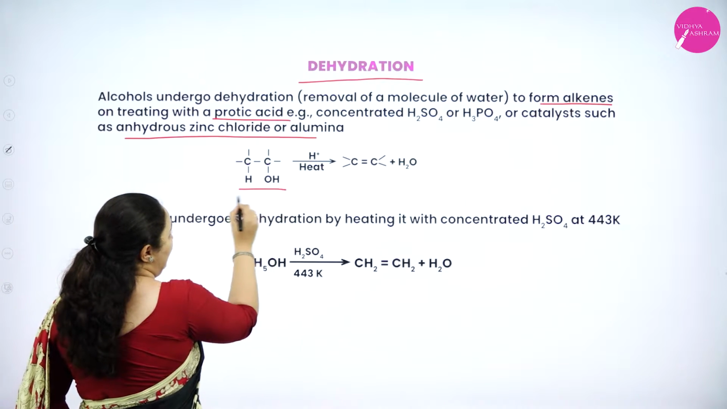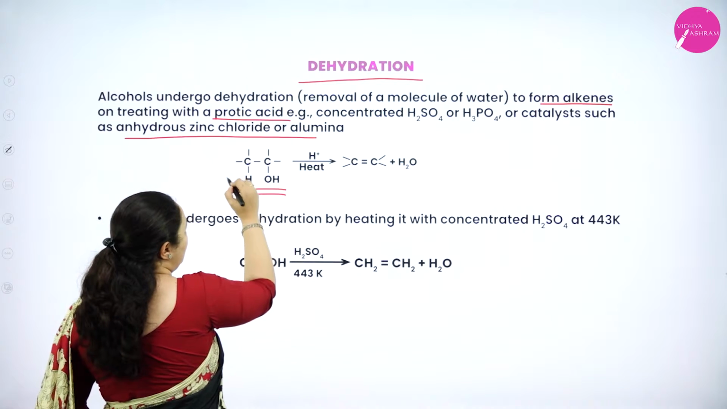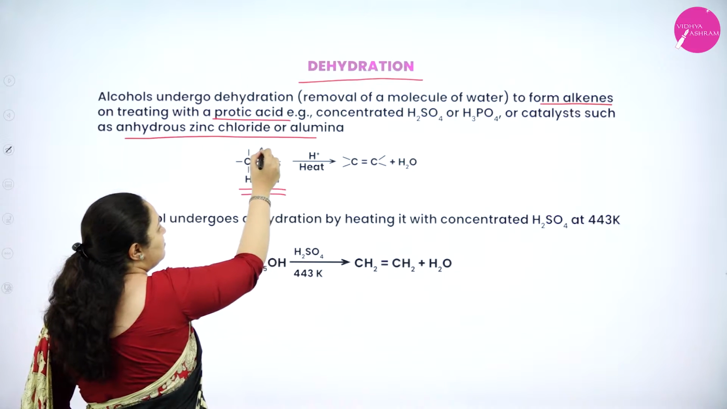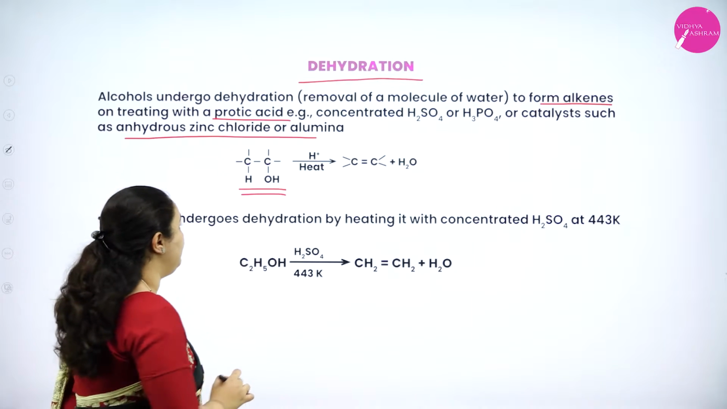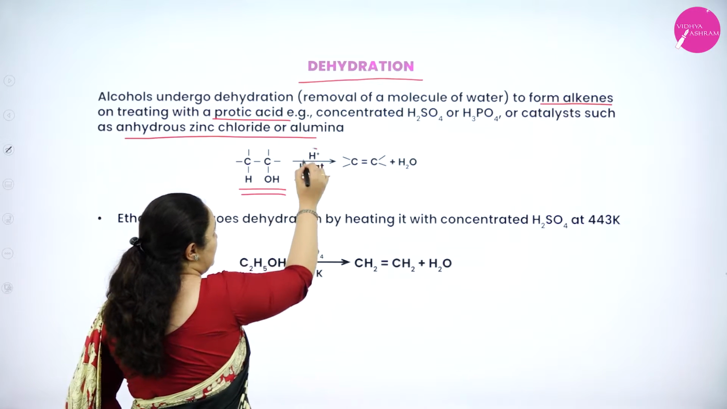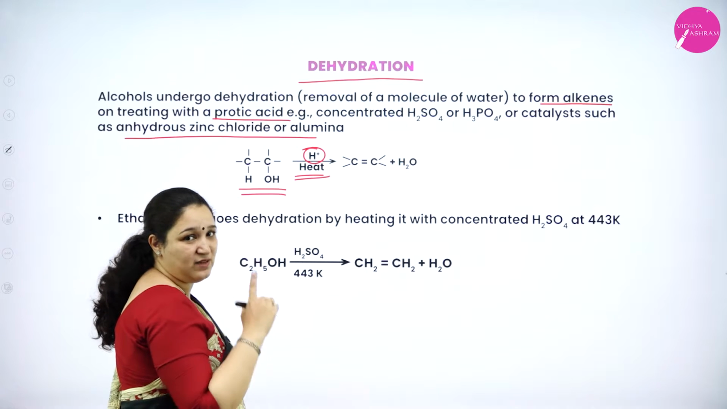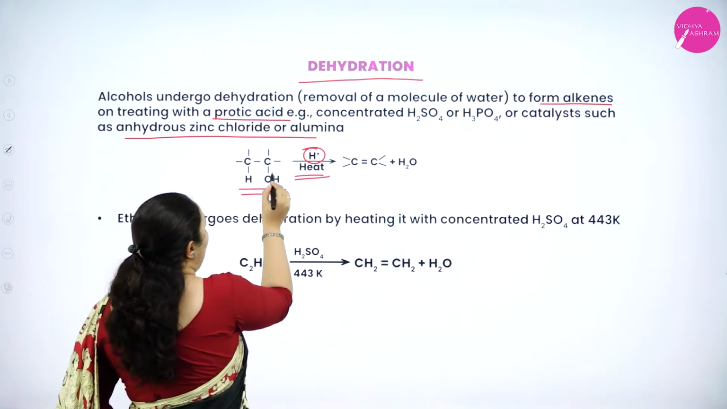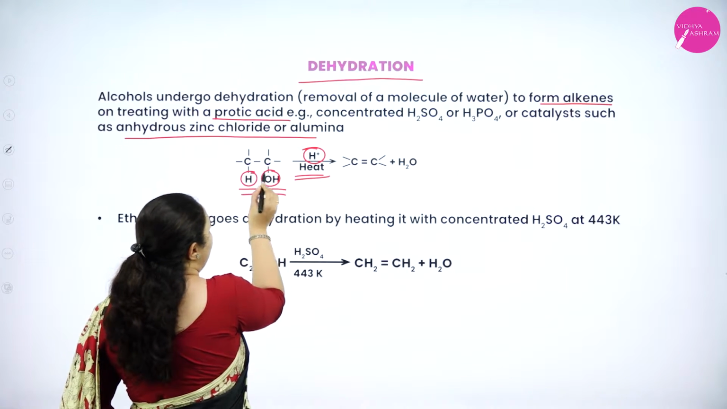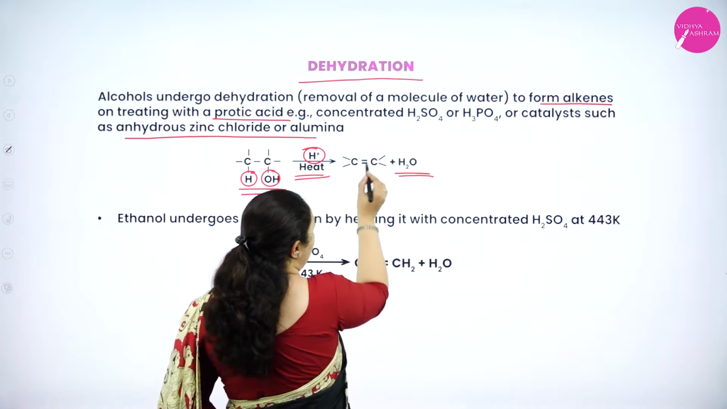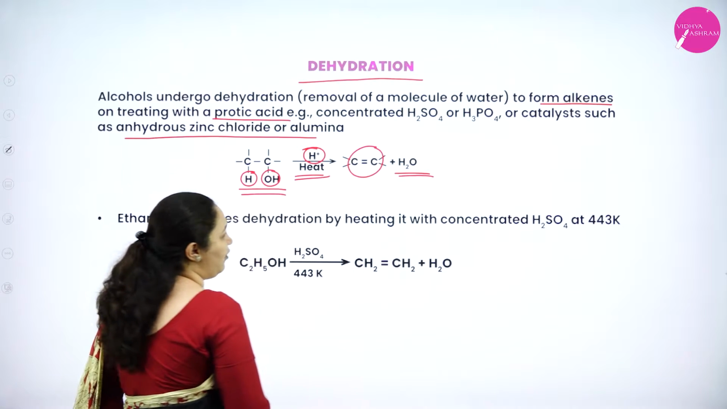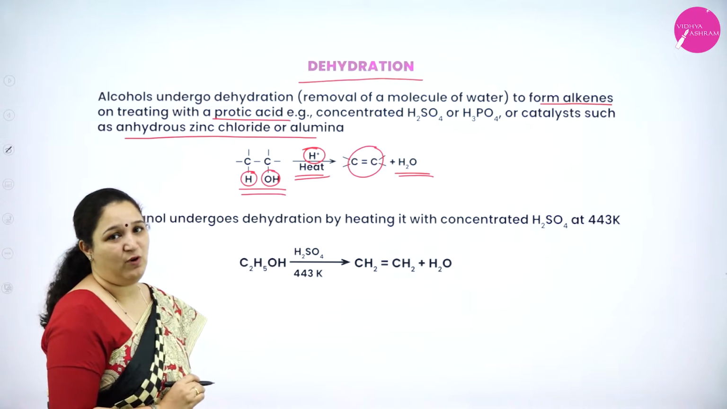See, in any alcohol, I have not shown any other atoms here, it can be hydrogen or it can be R groups. When it is heated with the acid, protic acid with H plus ion, then OH from one carbon atom and hydrogen from the neighboring carbon atom is removed to go out as water molecule and a double bond is formed, that is alkene is formed.